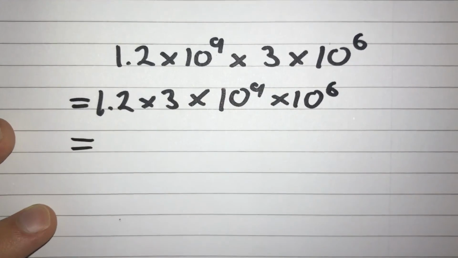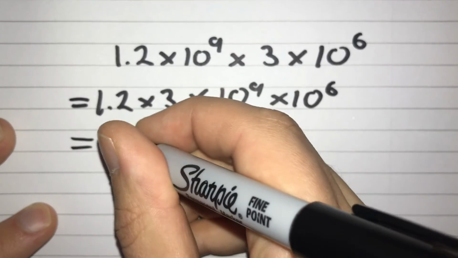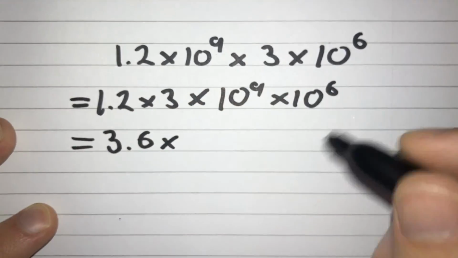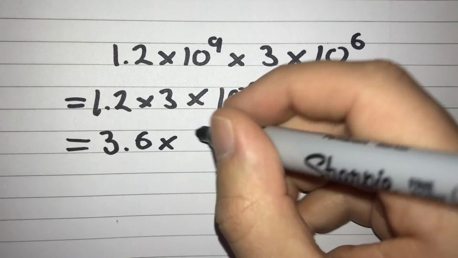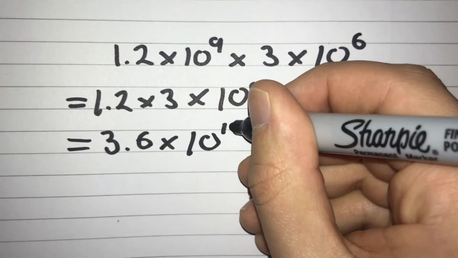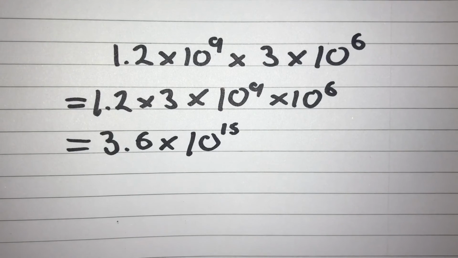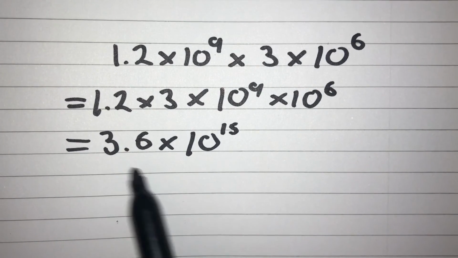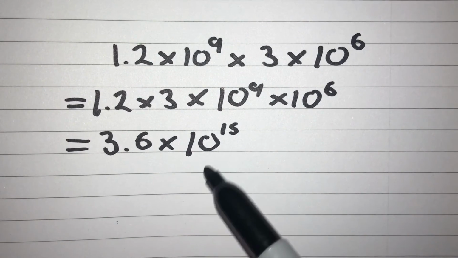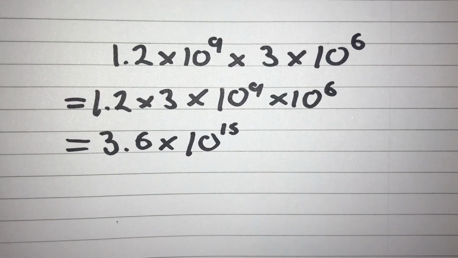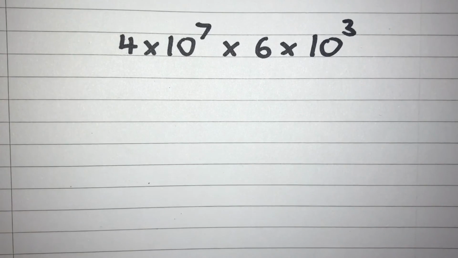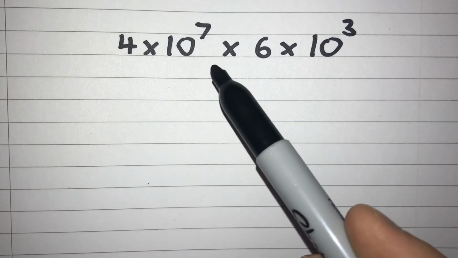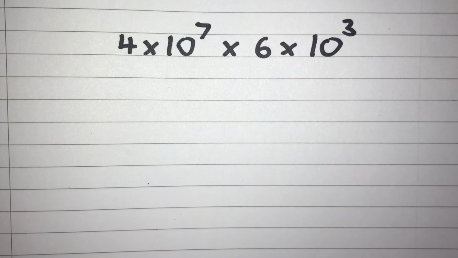Well, 1.2 times 3, that's going to give us 3.6. 10 to the power of 9 multiplied by 10 to the power of 6, we can add our powers. 9 add 6 would give us 15. And then just again double checking that we're in standard form. Well, we've got a number between 1 and 10, the 3.6, and we've got a power of 10 that we're multiplying it by. So 3.6 times 10 to the power of 15, absolutely fine. One last question for you to have a go at now. So 4 times 10 to the power of 7 multiplied by 6 times 10 to the power of 3.